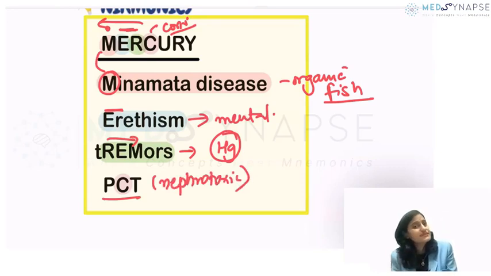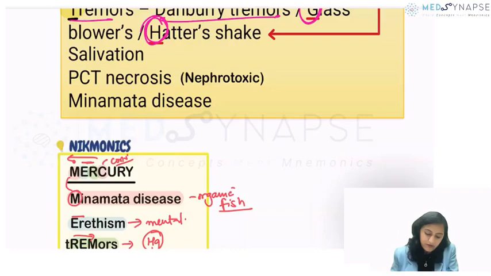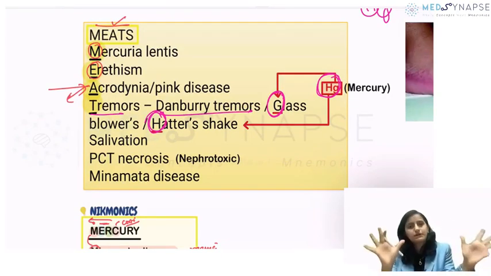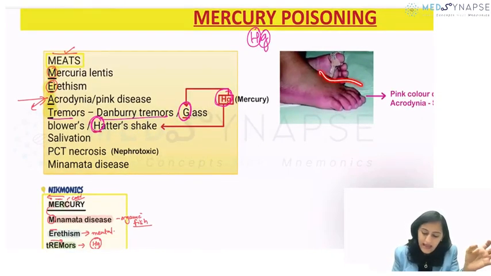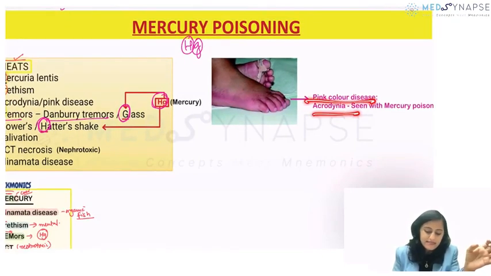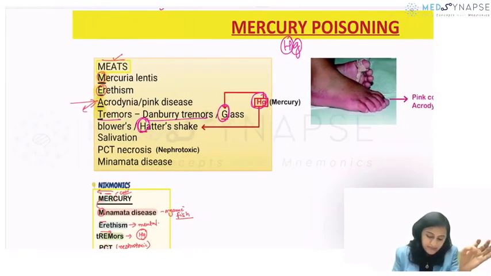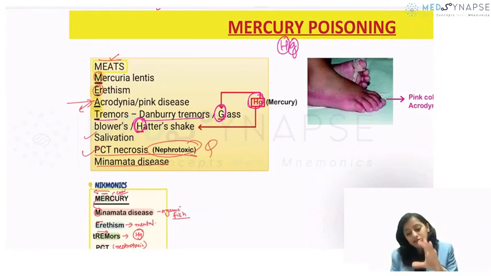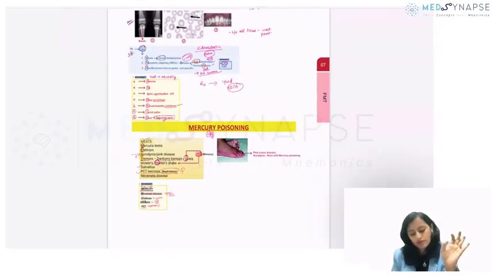Arsenic also can cause that, like we said, but there will be vomiting with arsenic. That's one of your NEET PG FMG exam questions. Okay. So mercurial lentis, erethism. Another important point here is acrodynia in infants. Acro means distal limb. So look at the distal limb here. In acrodynia, they have become pink. This is called pink disease. Pink disease, acrodynia is mercury. There is salivation, PCT necrosis, it is nephrotoxic, and Minamata disease. So remember, this is pink disease, Minamata disease, PCT necrosis, all this is mercury.